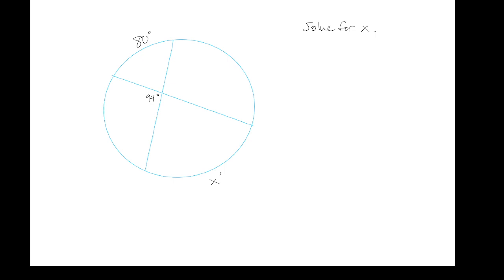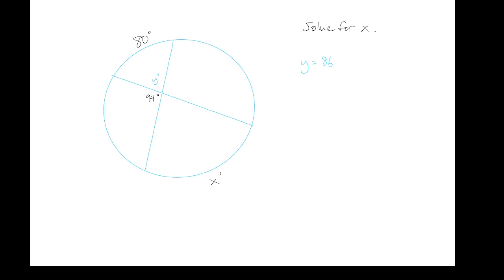Well, remember, 94, and I'm going to call this angle y. That's the linear pair with 94. Well, of course, y we will know is equal to 86. Linear pair, right? Supplementary. So 180 minus 94 is going to give us 86.